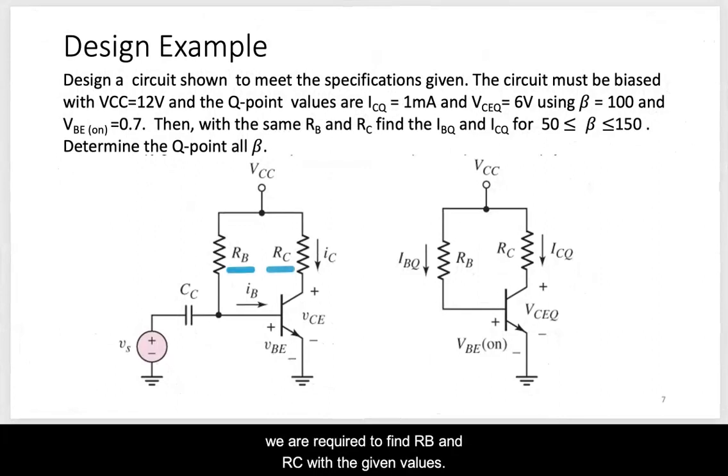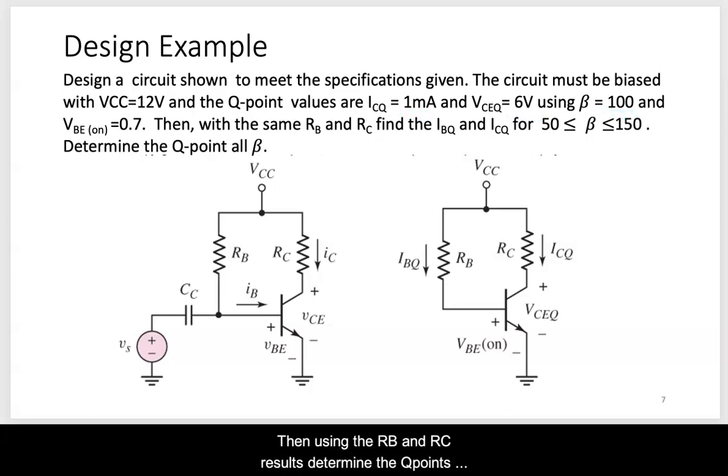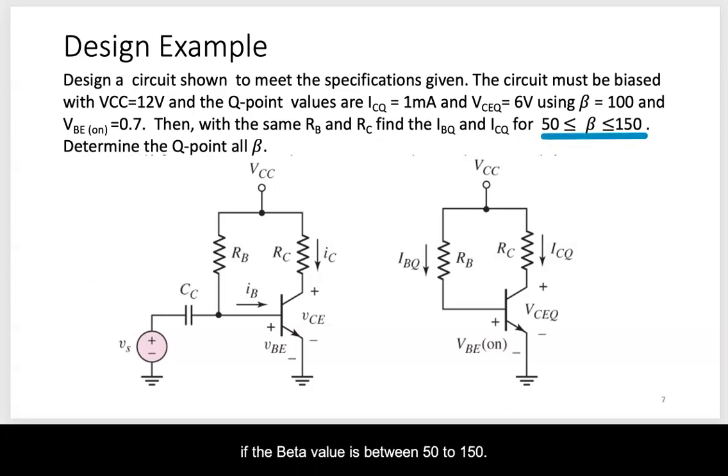Let's try one design example. In this question, we are required to find RB and RC with the given values. The circuit must be biased with 12 volts, with a Q point of ICQ equal to 1 milliampere and VCEQ equal to 6 volts, using beta equal to 100. Then, using the RB and RC results, determine the Q point if the beta value is between 50 and 150.